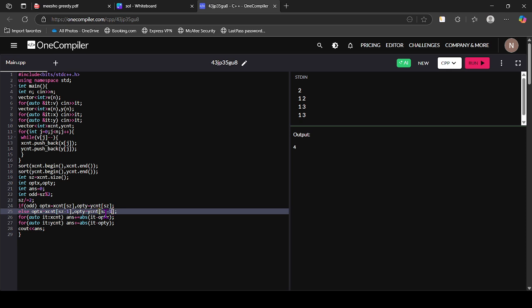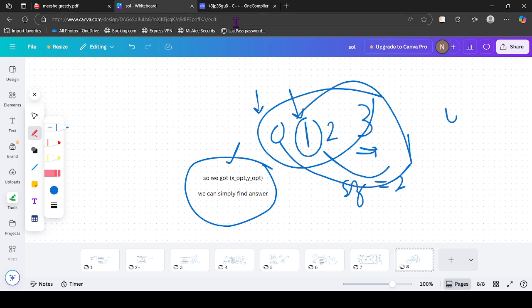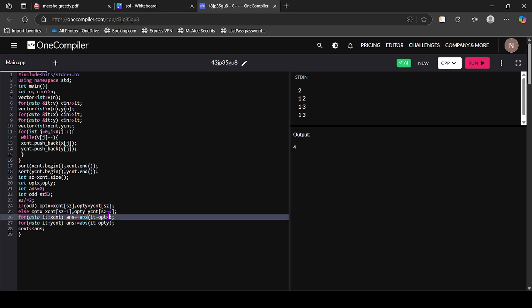And how will we find the answer? We simply traverse the whole x vector and add the absolute value of each element minus the optimal value of x. For 0 1 2 3, let's assume the optimal answer is 1. Then the distance will be mod of 0 minus 1 plus mod of 1 minus 1 plus mod of 2 minus 1, and so on. We do the same for y optimal as well, and print the answer. In this way we can find the answer.